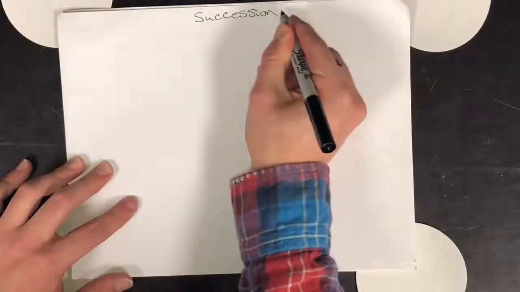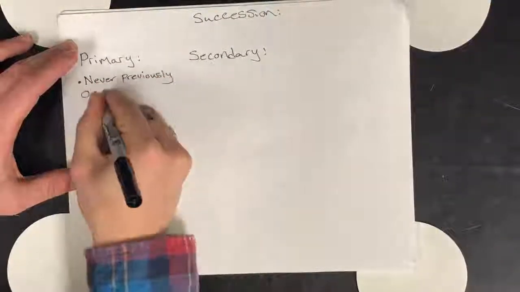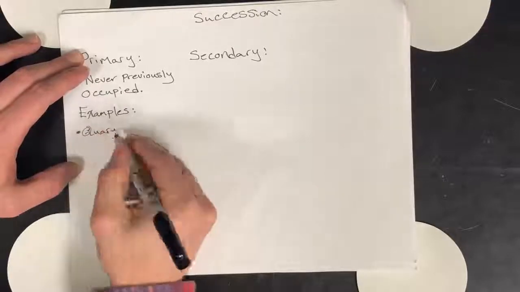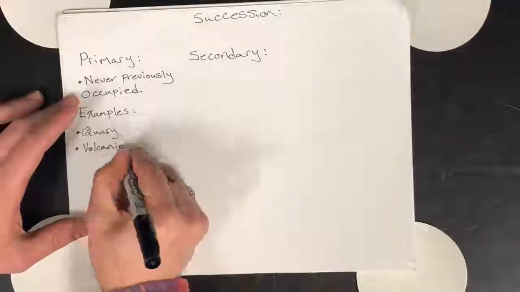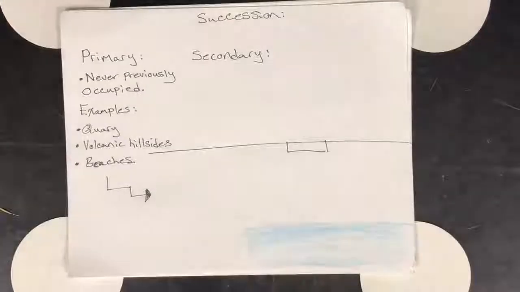In ecology, succession is the observed change in the types of species in a particular ecosystem over time. There are two types of succession that are important in this video. Primary succession occurs when an area that has never been previously occupied begins to be colonized by plants. Examples of this include quarries, volcanic hillsides, and beaches.